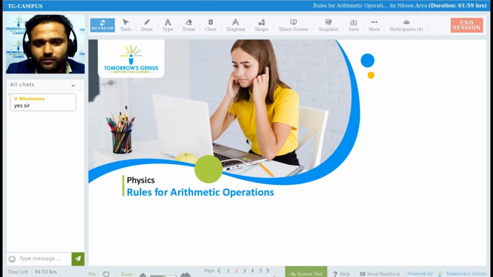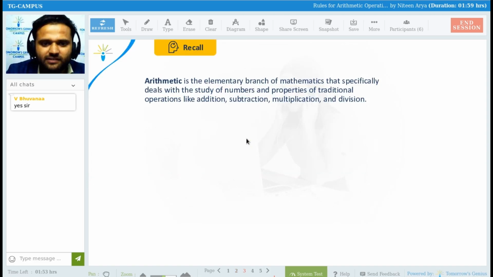That's good. So that is the recall. What is recall? Whatever we have already done, whatever you know from the basics. So that is the recall of the basic things. Okay. What is arithmetic? Arithmetic is nothing as such.